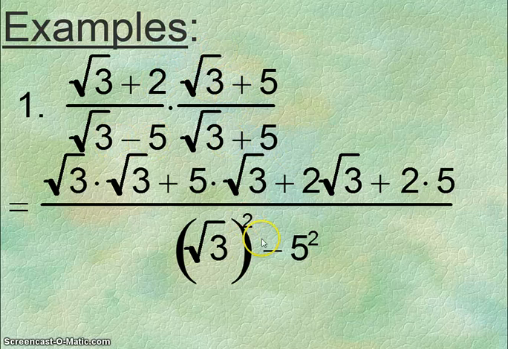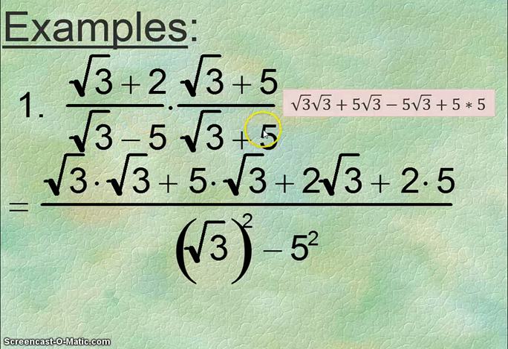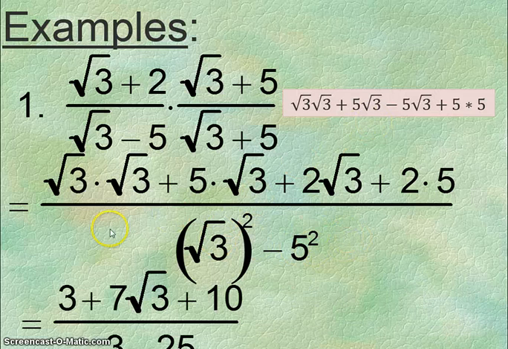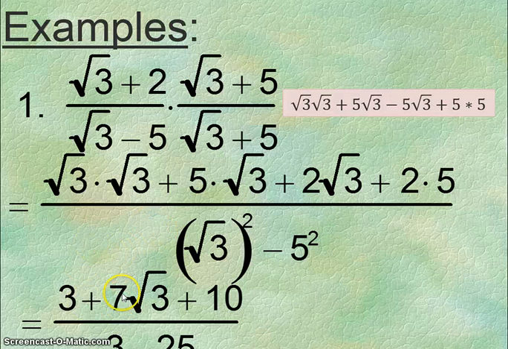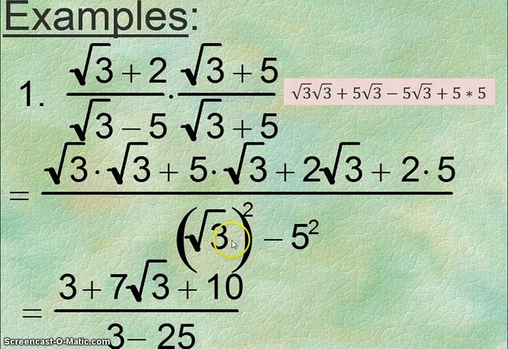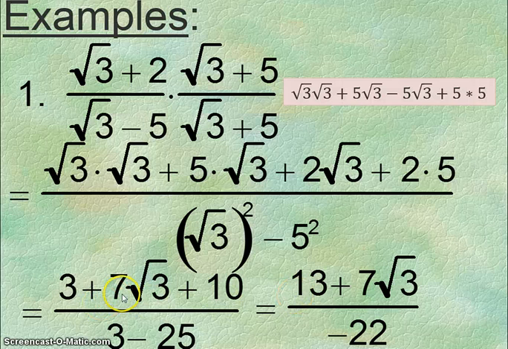Now the bottom, the way they get this bottom down here is square root of 3 times square root of 3, plus 5 times the square root of 3, minus 5 times the square root of 3, plus 5 times 5. So these middle terms right here, they cancel each other out and you're left with 3 squared minus 5 squared. So when you simplify all of this, you end up with 3 plus 7 square root of 3 because these terms in the middle combine, plus 10 because 2 times 5 is 10, over 3 minus 25 because the square root of 3 squared is 3, minus 5 squared, which is 25. Then we combine the 3 and the 10 and get 13 plus 7 square root of 3 over negative 22. And that's our final answer.